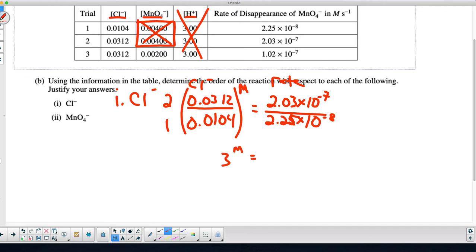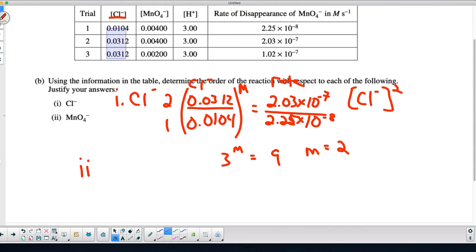And then over here, the 2.03 times 10 to the negative 7th is a larger number, divided by the 2.25 times 10 to the negative 8th is a smaller number, and that ends up being 9, which means that my m equals 2, which means that in the rate law, I have an order of 2 for Cl minus. Excellent. Let's go back to, then, the MnO4. I'm going to do the same thing up here.